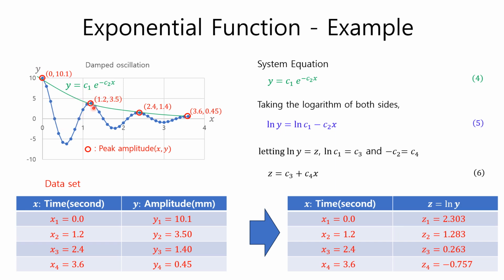In order to linearize the system function, equation 5 can be obtained by taking the natural logarithm of both sides. If natural log y is z, natural log c1 is c3, and minus c2 is c4, equation 5 can be expressed as equation 6. Since equation 6 is in linear form, the least squares regression explained previously can be used. Since the natural log is taken on both sides, the dependent variable z in equation 6 is the natural log y and can be calculated as shown in the table on the right.